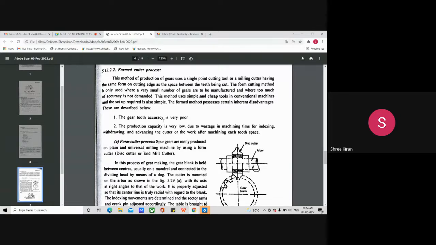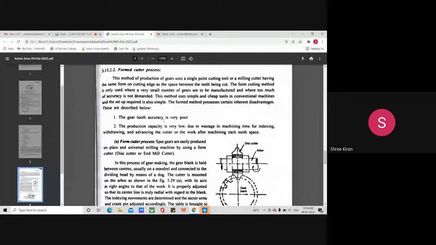They are describable. First one is the gear tooth accuracy, which is always very poor. Second one is the production capacity. The production capacity is always very low due to the wastage of time in indexing, withdrawing, and advancing the cutter or the work after machining each tooth space.